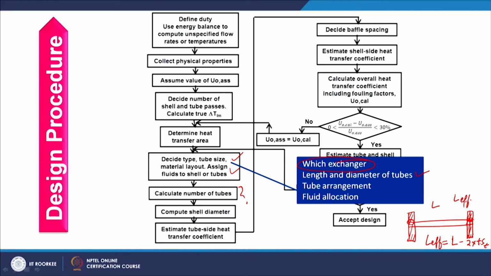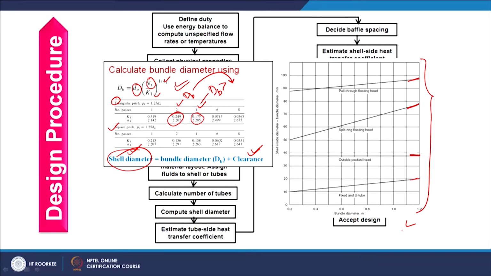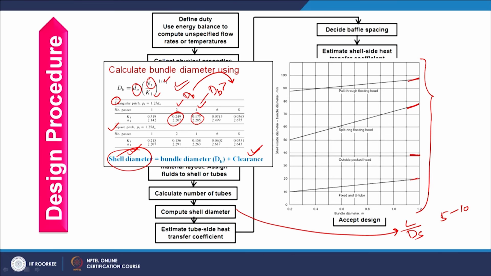So the length of tube you have decided should be divided by the shell diameter which you have just calculated over here, and that should lie between 5 to 10. Okay, if it is not lying within 5 to 10, then what you have to do? You have to change the length in such a way that it falls within the 5 to 10 ratio. Okay, here you can argue that we can change the shell diameter also. Shell diameter, how can you change? You can change the bundle dia. And how can you change the bundle dia? By changing the dimension of the tube, like the diameter of the tube.